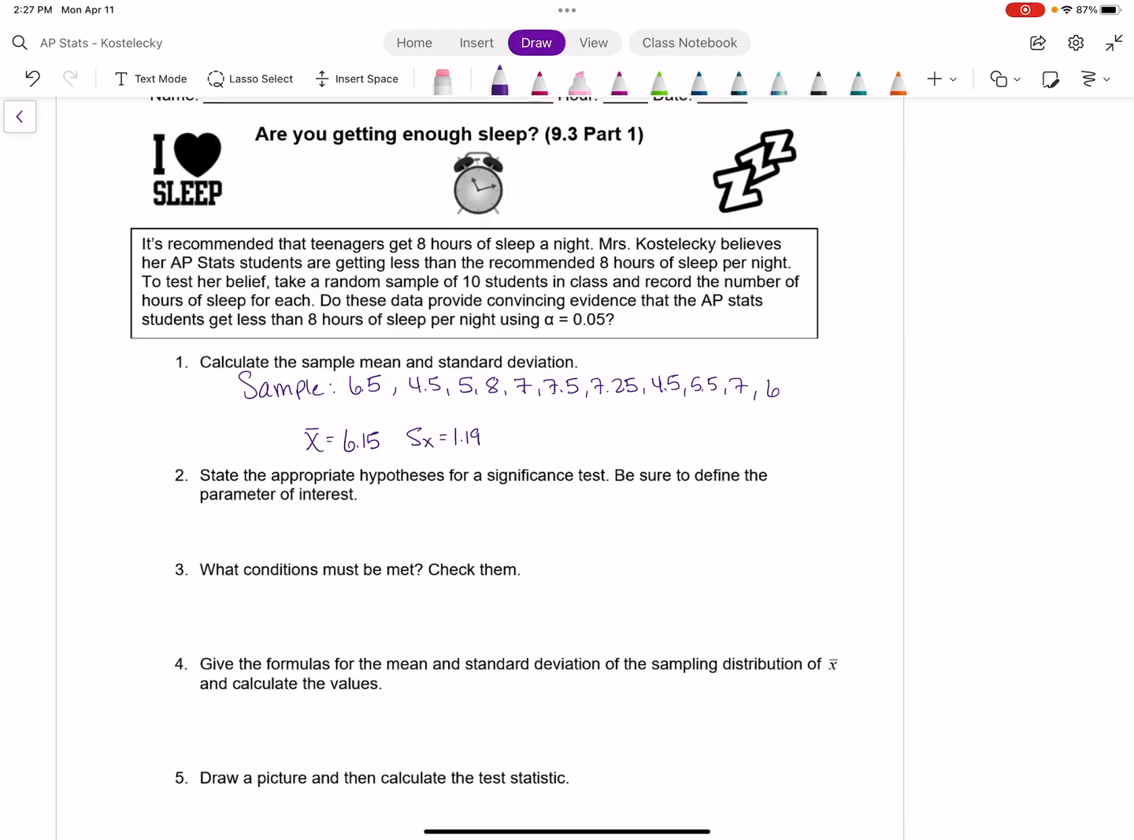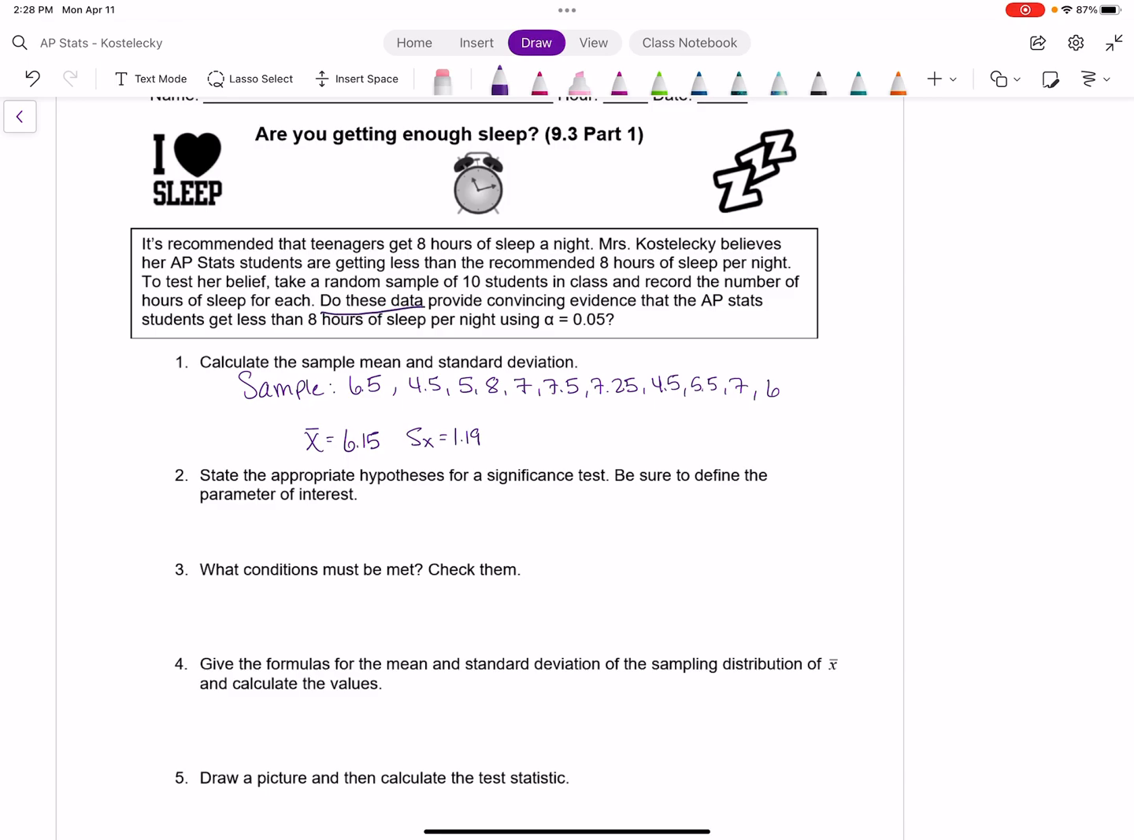I'm going to read through this paragraph to start. It's recommended that teenagers get 8 hours of sleep a night. Mrs. Kostelecki believes her AP Stats students are getting less than the recommended 8 hours of sleep per night. To test her belief, take a random sample of 10 students in class and record the number of hours of sleep for each. Do these data provide convincing evidence that the AP Stats students get less than 8 hours of sleep per night using an alpha of 0.05?